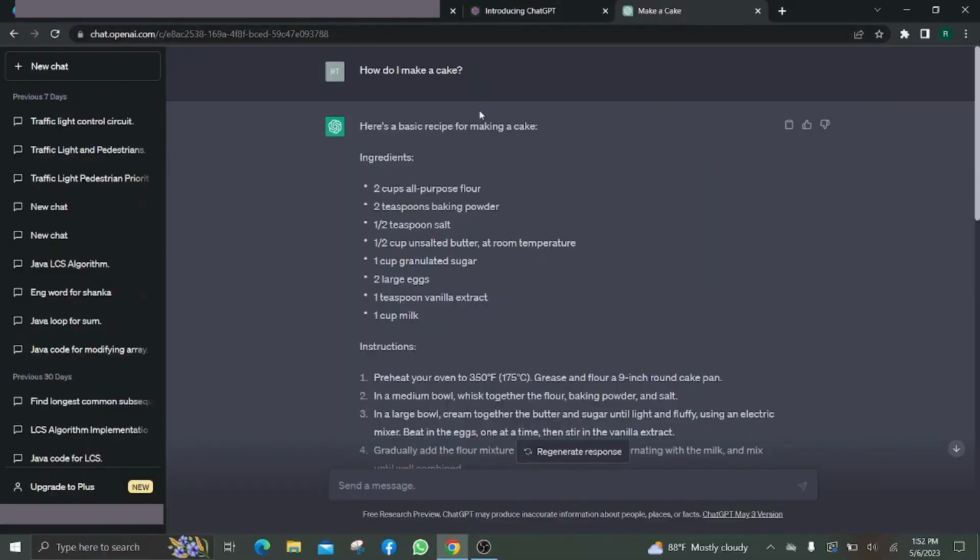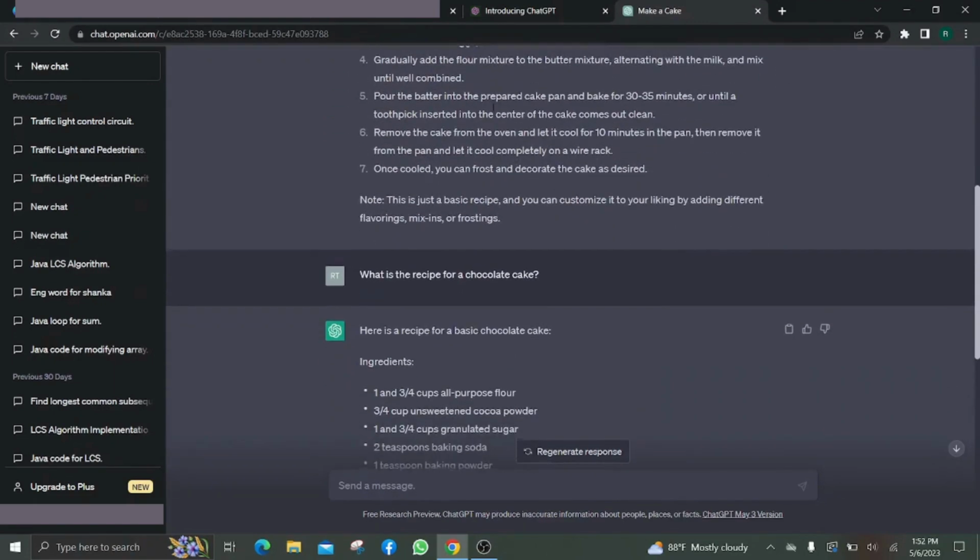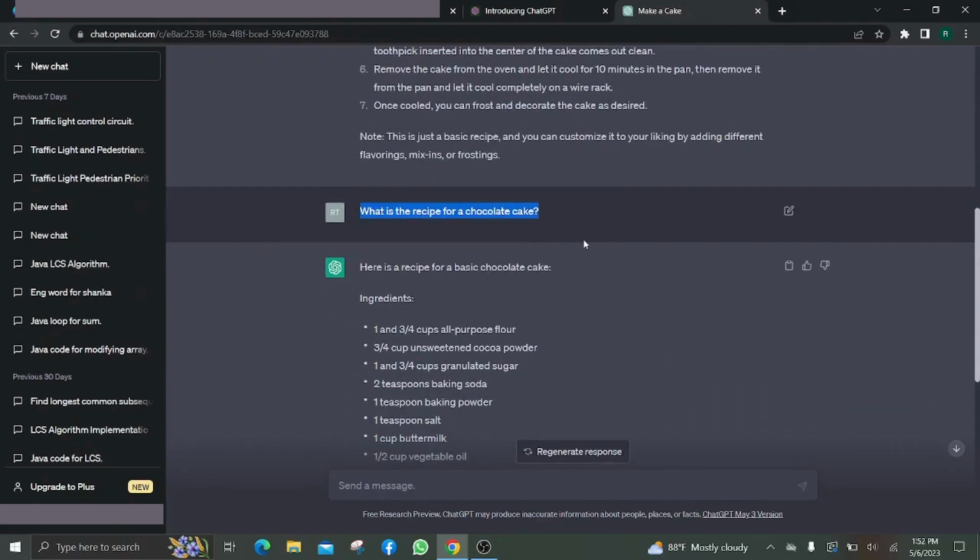As an example, let's say you want to know how to make a chocolate cake. Instead of asking how do I make a cake, be more specific and ask what is the recipe for a chocolate cake.